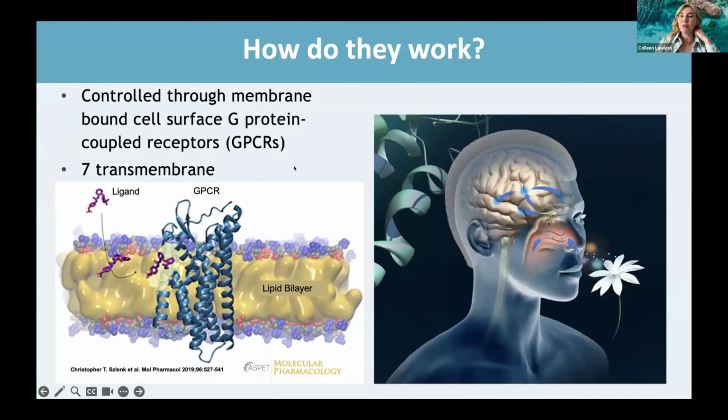So how do they work? Olfactory receptors are controlled through membrane-bound cell surface G protein-coupled receptors. This is a large superfamily of GPCRs, and they all share a common structure: they're all seven-transmembrane. These receptors are located in the nasal epithelium, and we can see an example here in humans. When odorants come into contact with these receptors, if the receptor recognizes the odorant, it will bind and send a signal to your brain to tell you information about your surrounding environment. So it'll tell you whether you like or dislike certain smells.